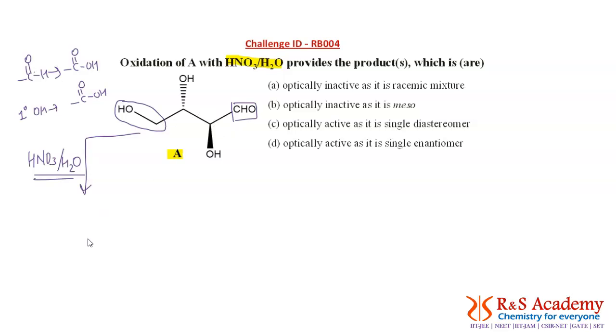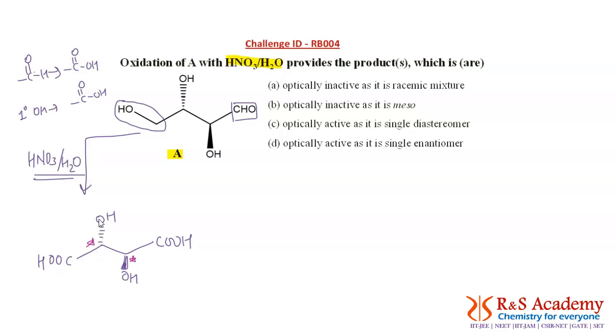Therefore, when these both get oxidized, the secondary alcohol will remain intact. So these two OH groups will remain intact, while this one will convert into COOH and this one will also convert into COOH. Now what is the type of this compound, whether it is an optically active compound or not, let us check. This is a chiral center and this is also a chiral center.